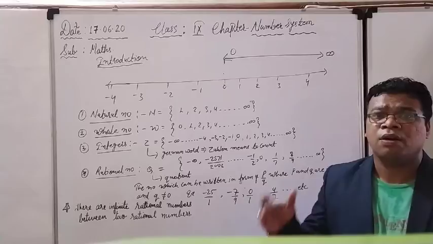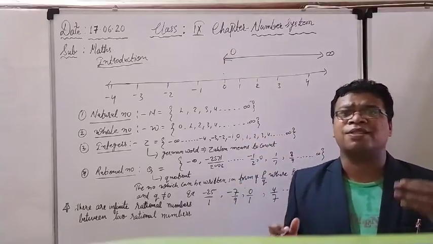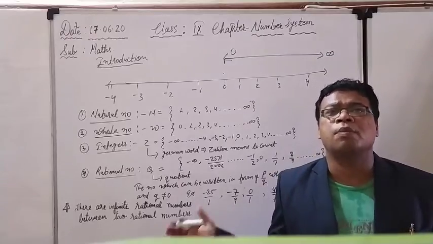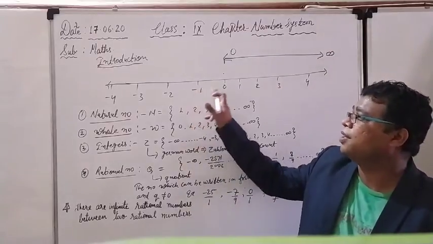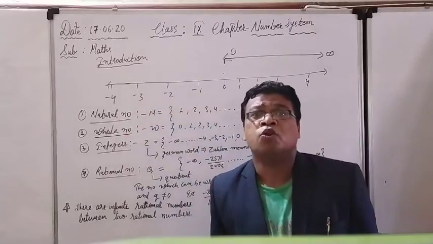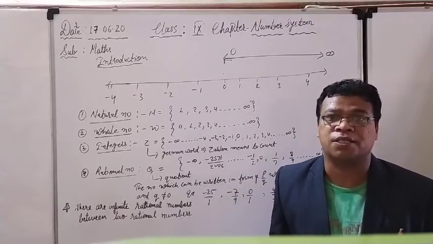Now one particular thing comes to our mind: there are also numbers on the number line which are negative, for example -1, -2, -3, -4. So what are these called? These are called integers.